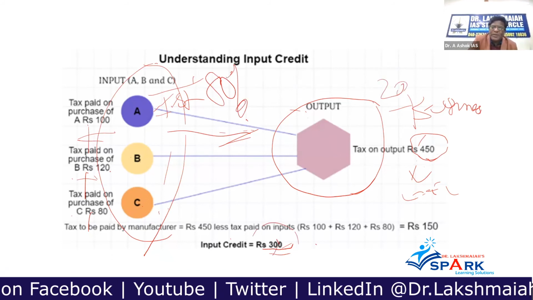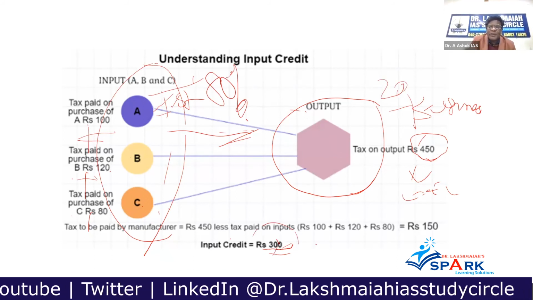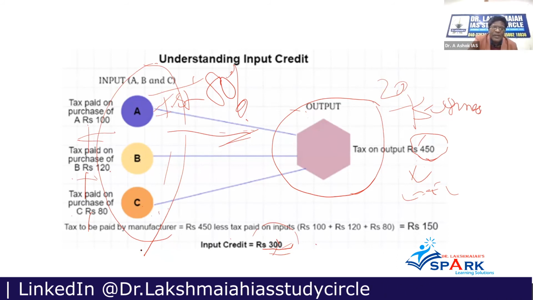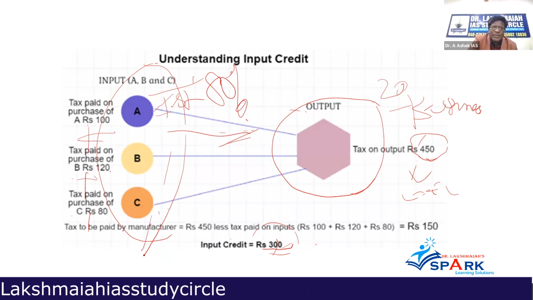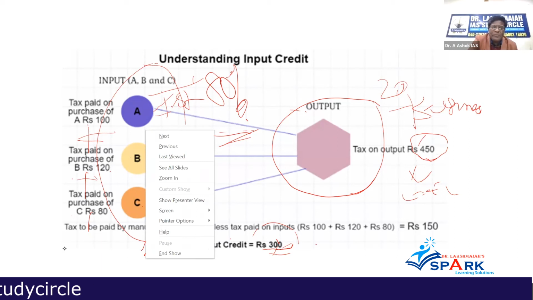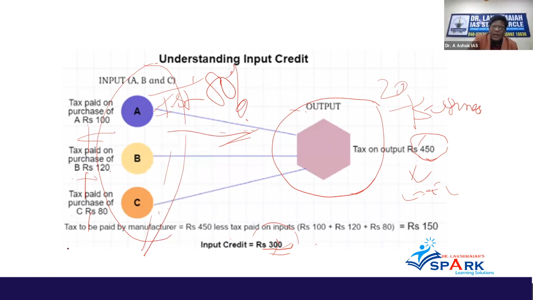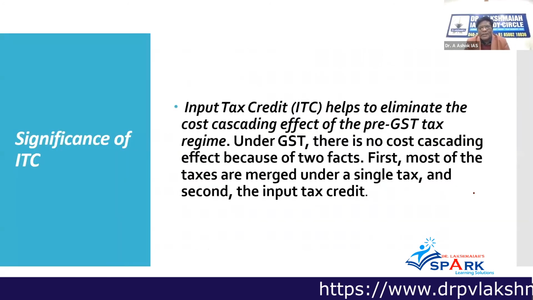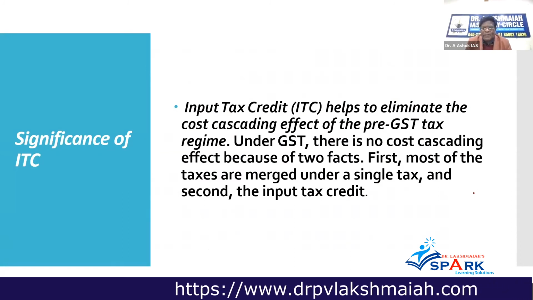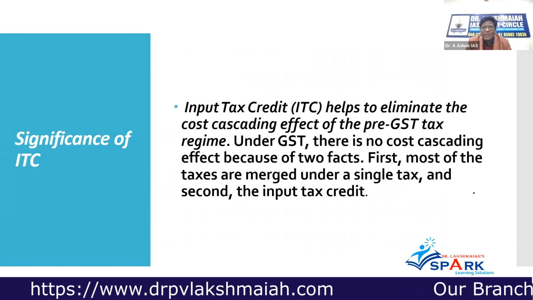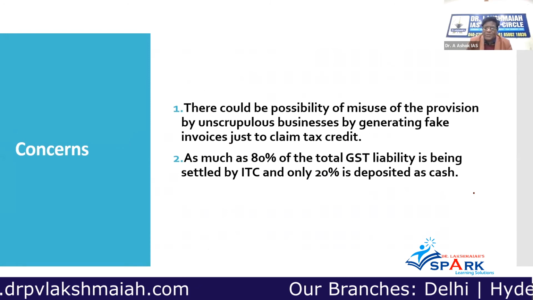Whereas in this example, the credit is 300. But here they show more of the input credit, taxes here, and they say that they have paid here, and therefore 80% they are showing. Only 20% they are giving as cash here. So this is the kind of cheating or misguiding and evasion of taxes going on. That is the main problem. So this has to be overcome.